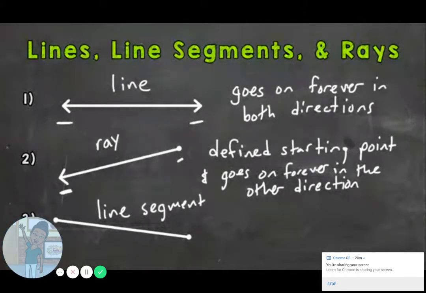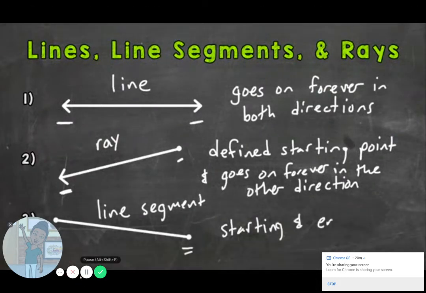And then lastly, we have line segment. And a line segment has a defined starting and ending point. So these points here, starts and stops, or if you want to consider the right side starting and the left the ending point, that's fine as well, but we have a defined starting and ending point. So I'll put starting and ending point.